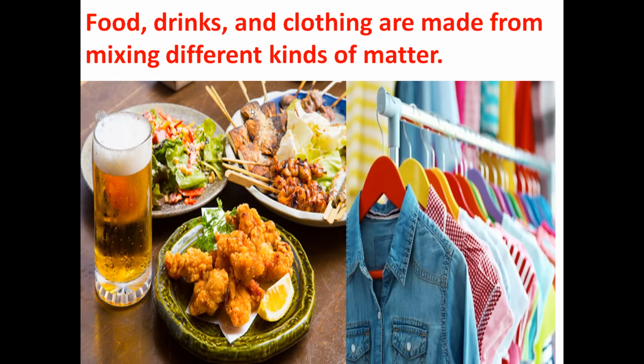Food, drinks and clothing are made from mixing different kinds of matter. We can see the drink here. It's a mixture of many different kinds of matter. By mixing different kinds of matter, this juice or drink is formed. And also we have food here. Food is also made by mixing different kinds of matter, which are used to prepare it. The clothing is also made by mixing different kinds of matter, used to make the clothes.